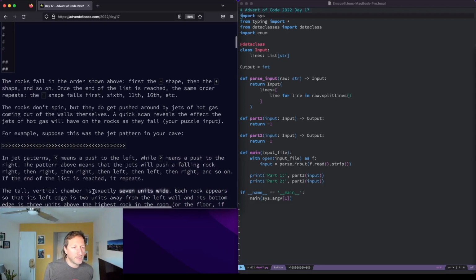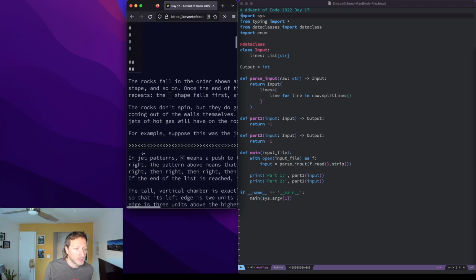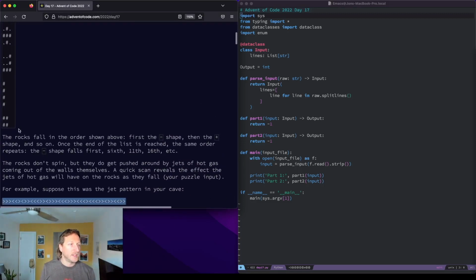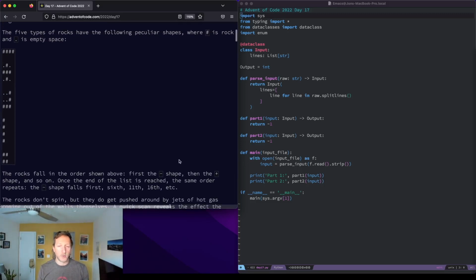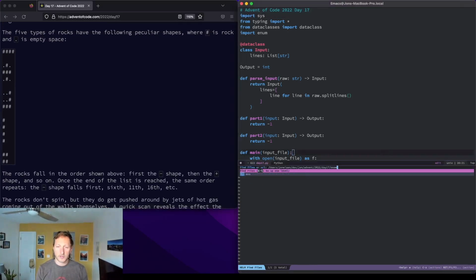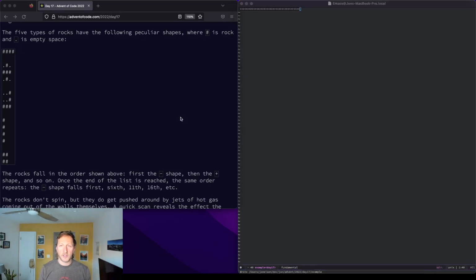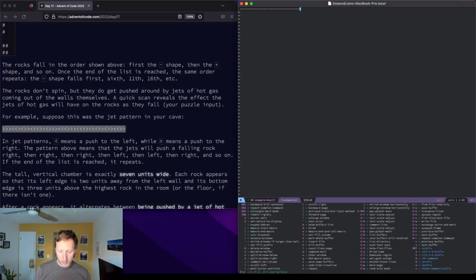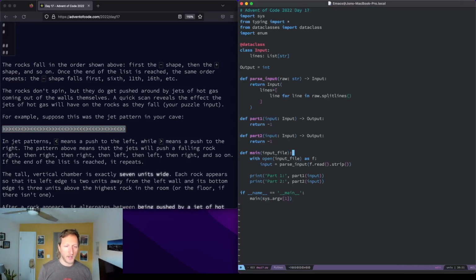The rocks don't spin, but they do get pushed around by jets of hot gas coming out of the walls themselves. A quick scan reveals the effect the hot gas will have on the rocks as they fall. Our puzzle input. Woo. Oh, so these shapes are the ones that always fall. Okay. And our input is the jet patterns. Left arrow means a push to the left, and right arrow means a push to the right. The pattern will push a falling rock right, then right, then right, then left, then left, then left, and so on until the end of the list is reached.